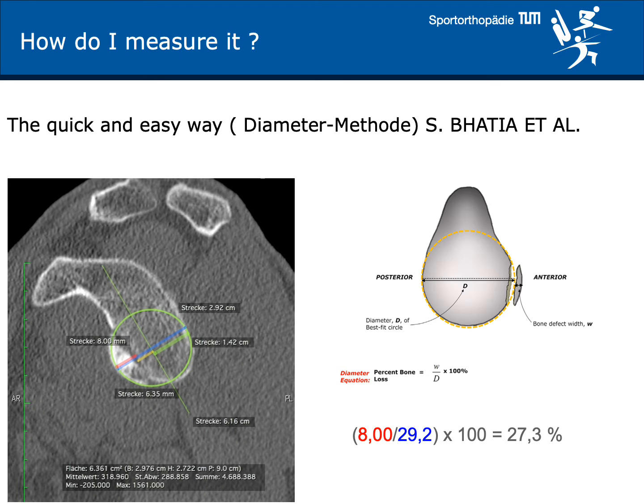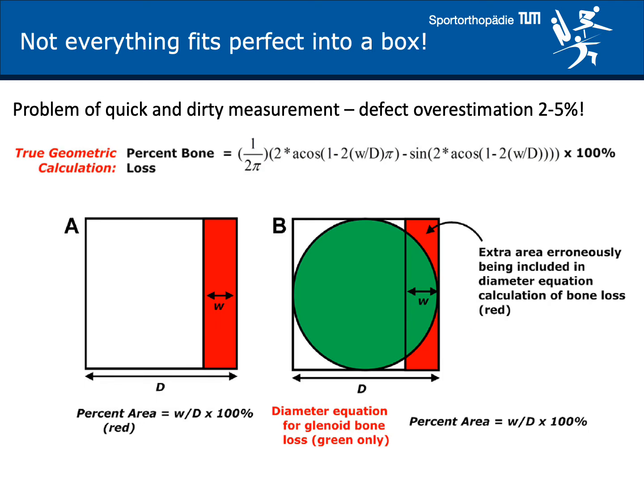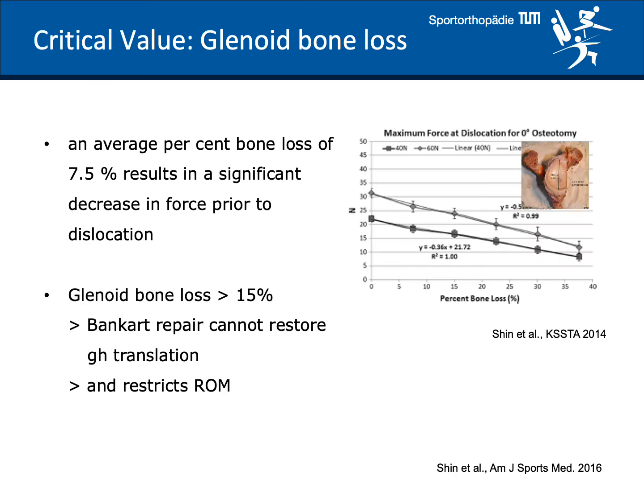The easiest way is just to measure the diameter and the defect, and then you get the size of the defect. But not everything fits perfectly into a box. If you do this, you will often overestimate the defect by about 5%, so that's not a good idea. The glenoid bone loss is really critical. If you have a glenoid bone loss of more than 15%, the Bankart repair cannot restore the glenohumeral translation and restricts range of motion.